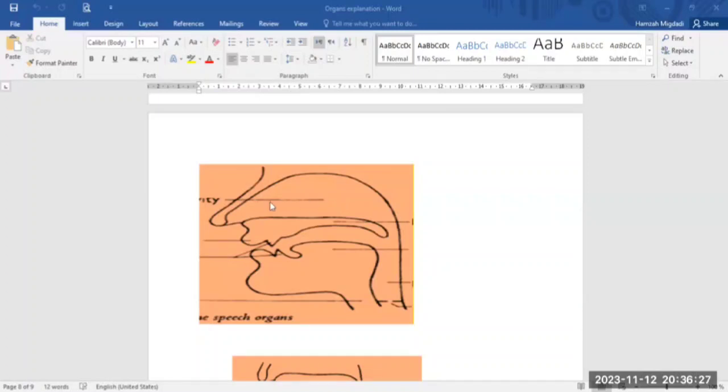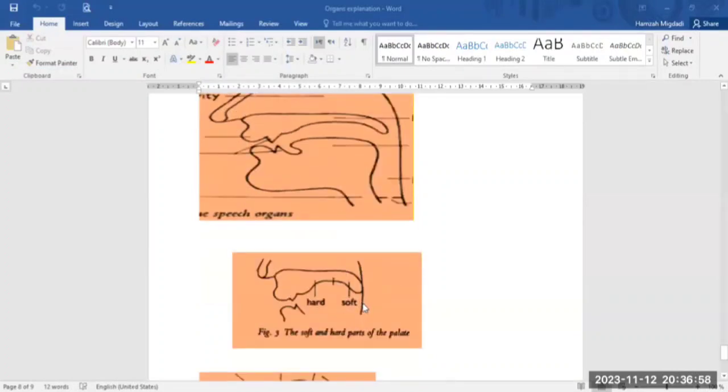This part is what? Nasal cavity. What about this one? Soft palate. This is the palate. Palate in general, okay? What's this one? The tongue. What's this one? Upper teeth. This one? Lower teeth. This one? Lips, right? Lips.